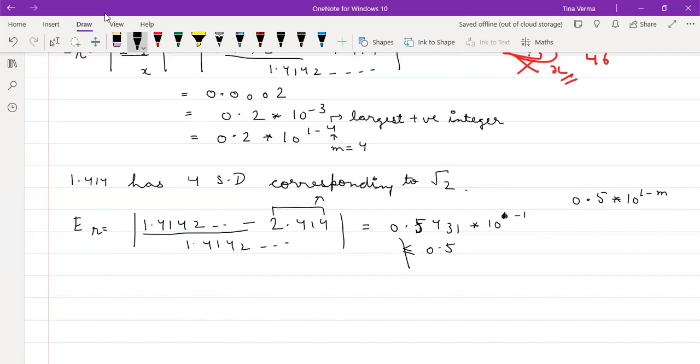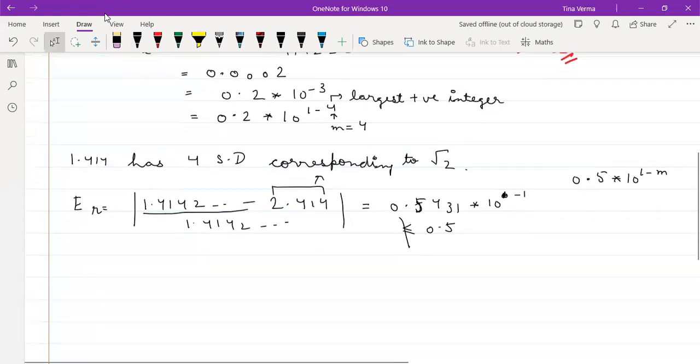Total significant digits, and how many significant digits the number has correspondingly, depends on your relative error. If your relative error is less than half into 10 raised to the power 1 minus m, and m is the largest positive integer, that is the maximum. Other integers can exist, but they will be lower than your m, while m should be the largest positive integer. Is it clear?